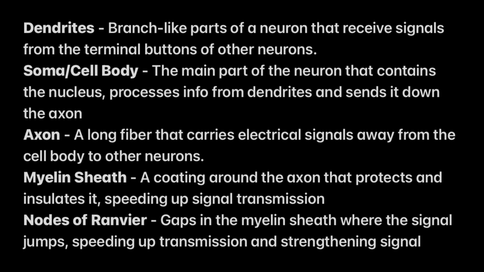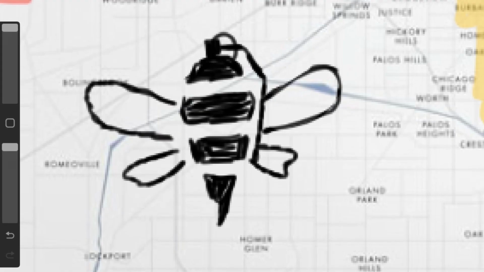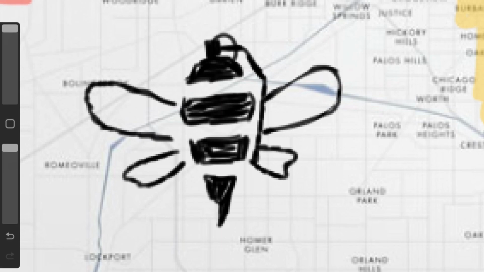And then there's also the nodes of Ranvier, which reset the signal so it can keep its strength, because without them, the strength of the signal would get weaker and weaker. After the axons, we have the terminal buttons, which send the signals to other neurons around them.